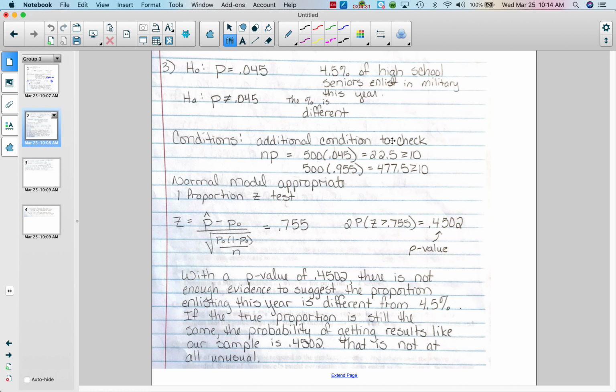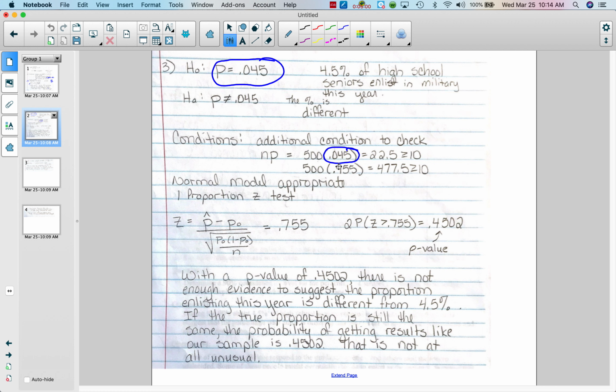Now, the only additional condition I have to check, I've already checked the conditions about my random sample, my independence, and the 500 being less than 10% of the population. But what has changed is my n times p, because now I'm believing this to be true. That's the value that I use when I'm checking that particular condition. Is the sample size large enough?